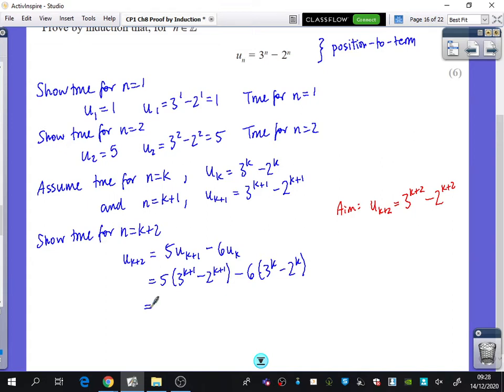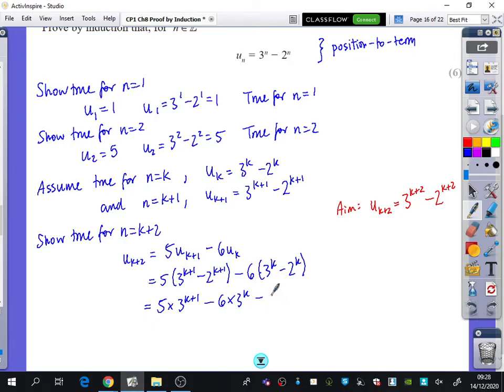So thinking about how this all expands, I've got 5 lots of 3 to the k plus 1, minus 6 lots of 3 to the power of k. So let's do that a little bit more slowly. 5 times 3 to the power of k plus 1 minus 6 times 3 to the power of k. Then I've got minus 10, not minus 10, minus 5 times 2 to the power of k plus 1 plus 6 times 2 to the power of k.